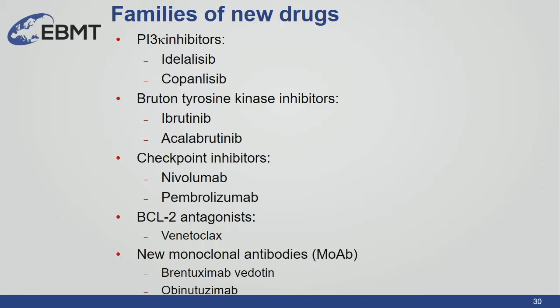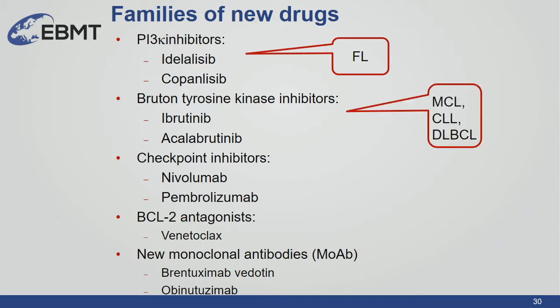And again, as I mentioned before, some of these pathways are more important in a specific type of lymphoma than in others. So some of these drugs are used preferentially in some lymphomas. For example, idelalisib is mostly used and demonstrated in follicular lymphoma. I mean, not only, but mostly. Ibrutinib in mantle cell lymphoma, in CLL, in some subtypes of diffuse large B-cell lymphoma. Checkpoint inhibitors mostly in Hodgkin lymphoma, where they have shown the better results.